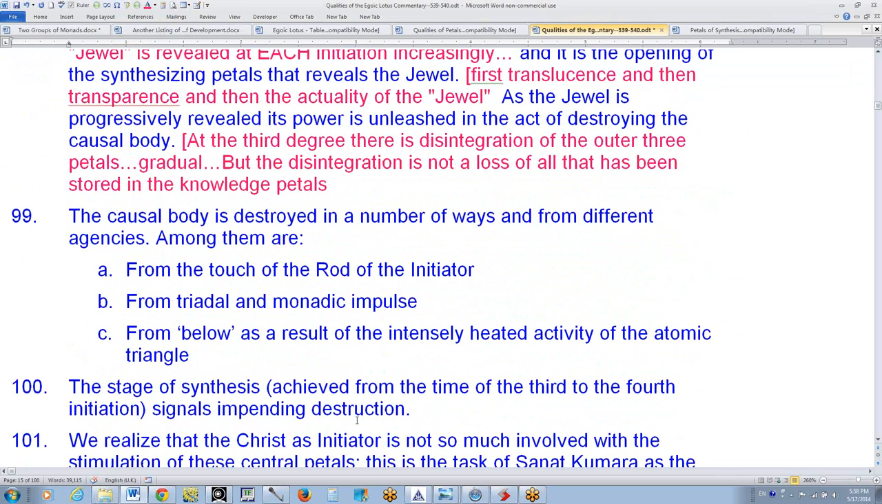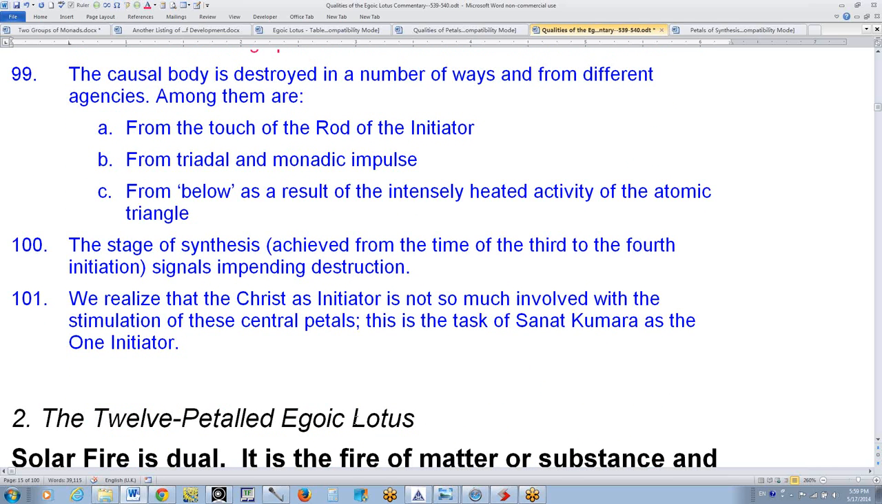So the causal body has been destroyed in a number of ways, or is destroyed from different agencies: from the touch of the rod of the initiator, as we have been reading, from triadal and monadic impulses from below, as a result of the intensely heated activity of the atomic triangle, which is gathering in its heat, and finally these three representatives of form are very effective in contributing to the destruction of the vehicle. The stage of synthesis achieved from the time of the third to the fourth is signaling the impending destruction of the lotus.